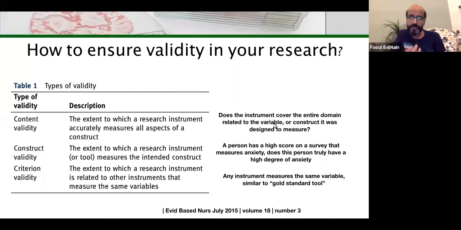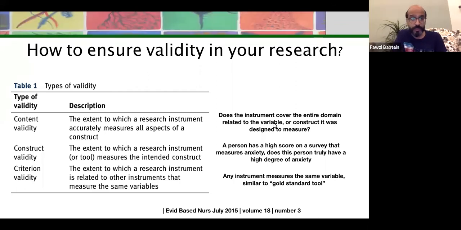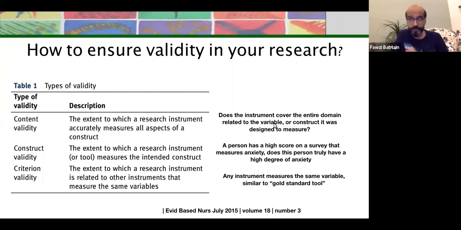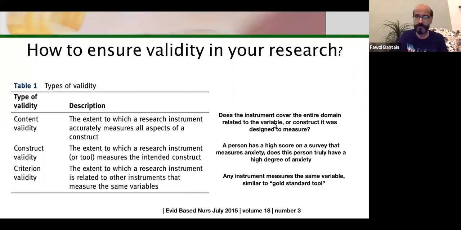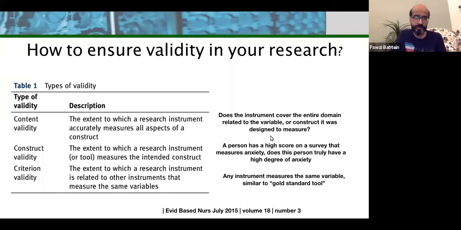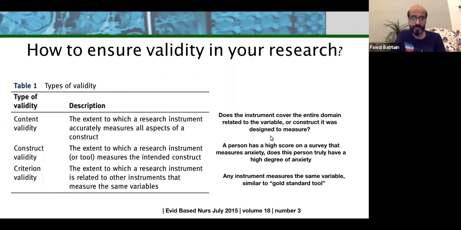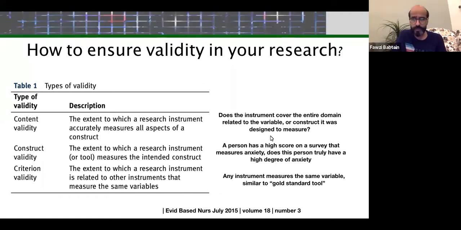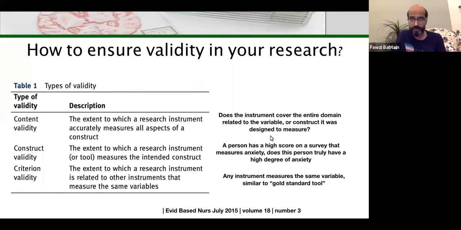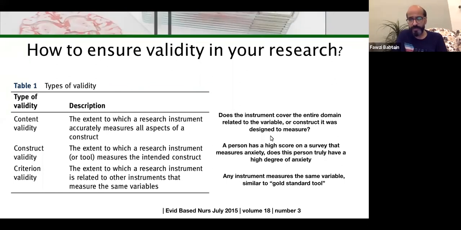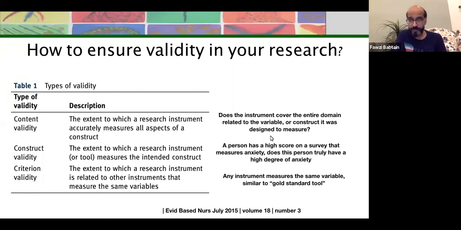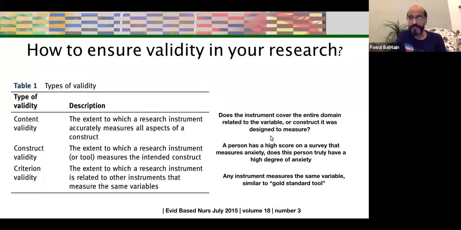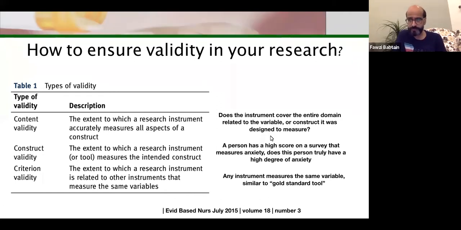The idea here is that you need to really keep this in mind. You don't have to memorize it, but just put it in your head when you are really planning your study. So the content validity: the extent to which your instrument accurately measures all aspects of the outcome you are measuring. So now, for example, does the instrument you're using cover the entire domain related to the variable?